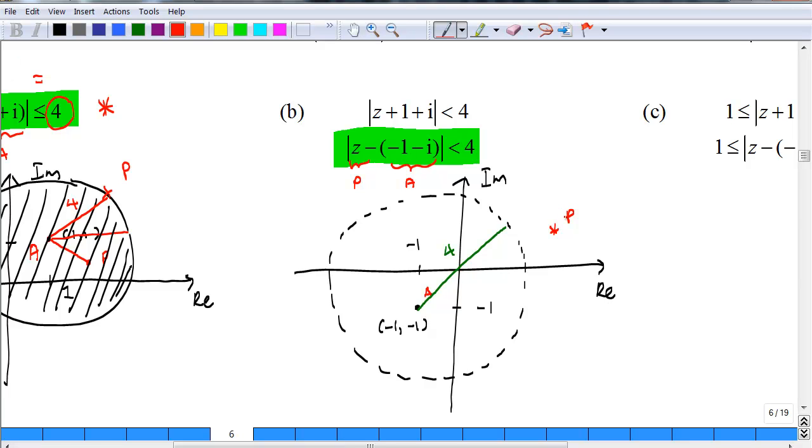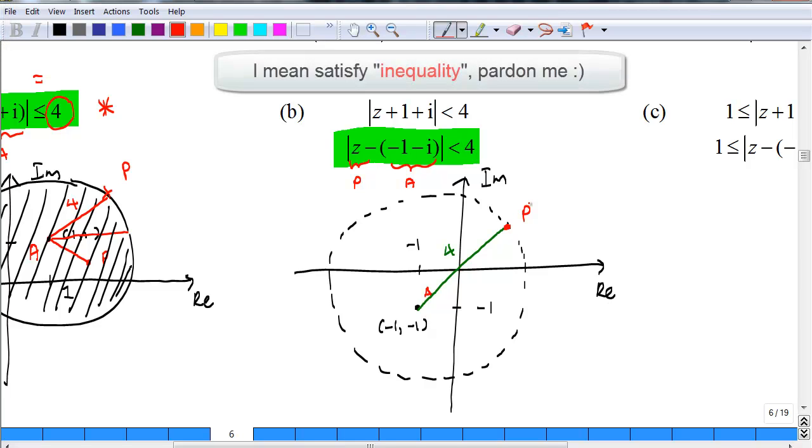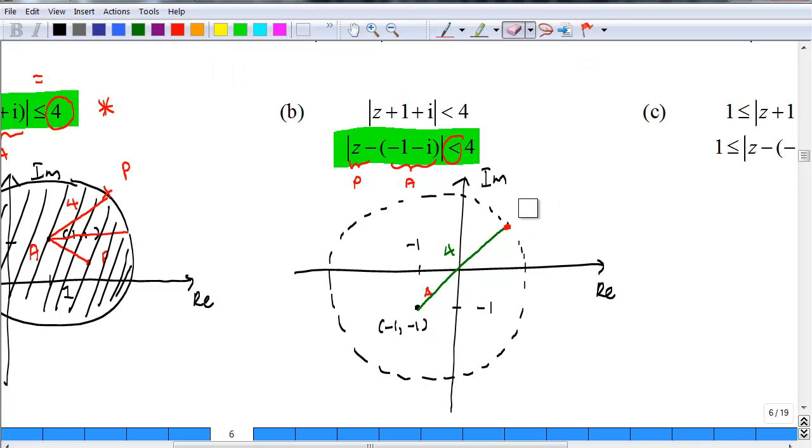wanted. Why? Because the distance from A to P is not less than 4. Now how about if I were to choose a point which is on the circle, like so? Now this distance is obvious. The distance between the point P and A is 4. Does it satisfy the equation? No, because the equation actually says less than 4. So that is why we cannot include the point on the circumference of the circle.